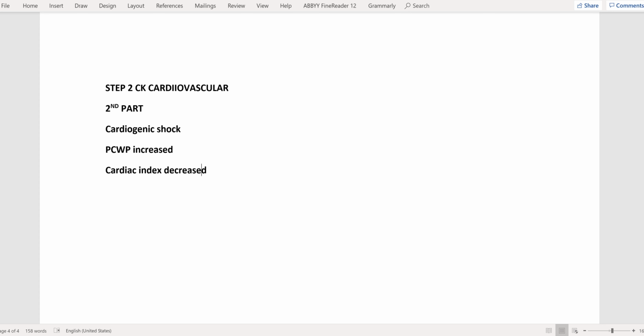When do you give magnesium sulfate? What are the uses of magnesium sulfate? Torsades de pointes, preeclampsia, and preterm birth if it's less than 32 weeks.